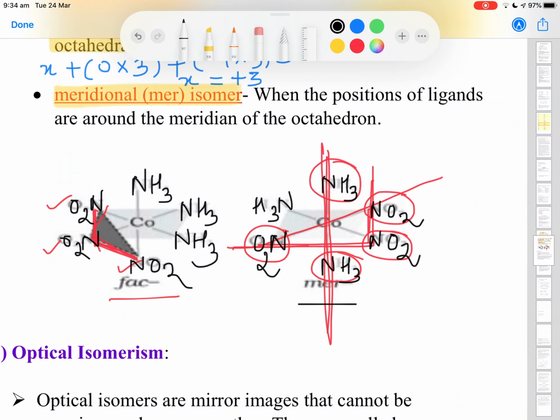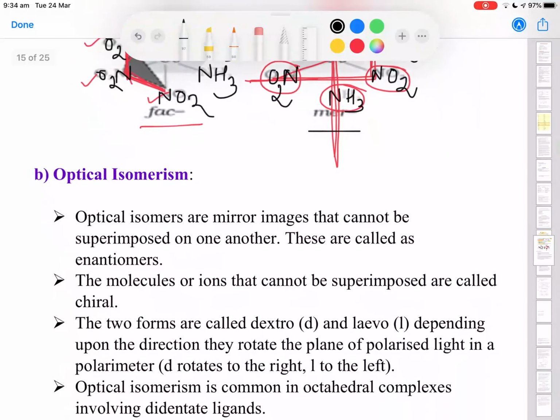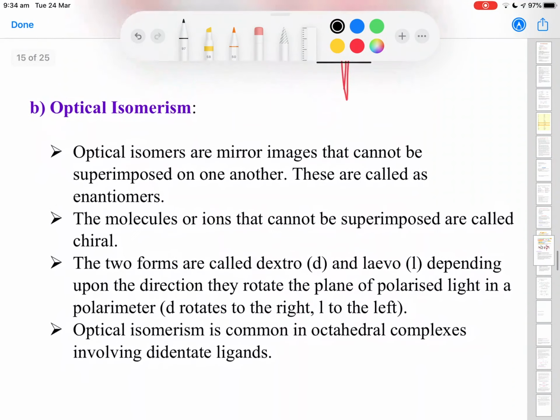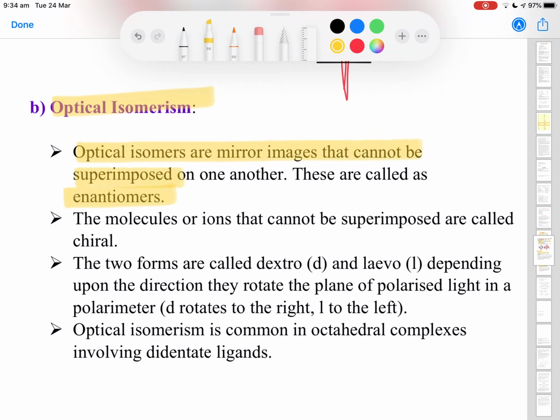Fine enough. Now let us quickly go through optical isomerism. Geometrical isomerism is over for you. When we talk about optical isomerism, this also you have studied in grade 11. Here we have a concept of enantiomers. What are enantiomers? Non-superimposable mirror images. So remember, optical isomers are non-superimposable mirror images of each other and they are termed enantiomers.